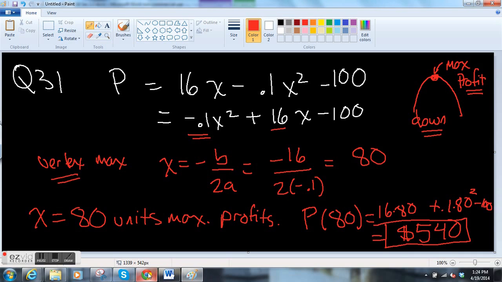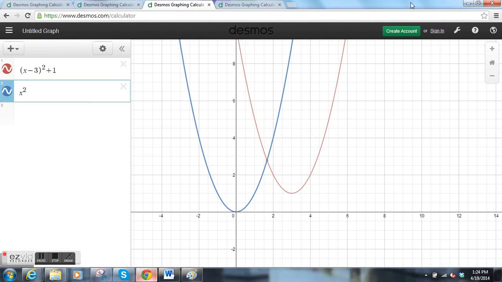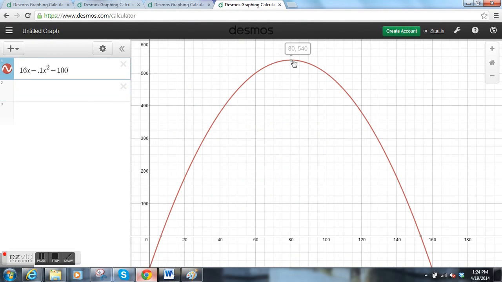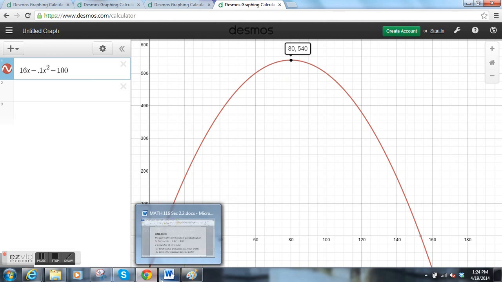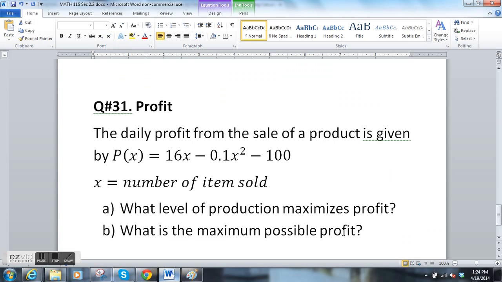And again, I graphed this one for you right here. So there it is. It opens down. See that function? I just typed it in right there. It opens down, and that point right there, 80 and 540, is your maximum profit. So if you're good with your graphing calculator, you can also graph these and confirm it like that. So again, we answered the question, what's the maximum possible profit? $540.